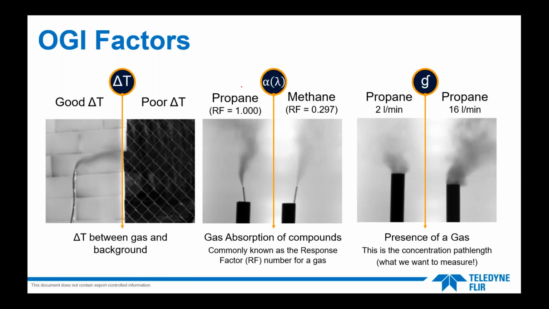And on the right-hand side, this is the presence of gas. Also, what we would call concentration path length. So fundamentally, this is what we want to try and measure. It's this plume, and in this case, as you can see, the plume is coming out. Ideally, for quantification purposes, it needs to be moving across the image, and I'll show some examples of that. But fundamentally, these are the three main OGI factors, and we have to be mindful of good delta T, the response factor, and the concentration path length when it comes to quantification.